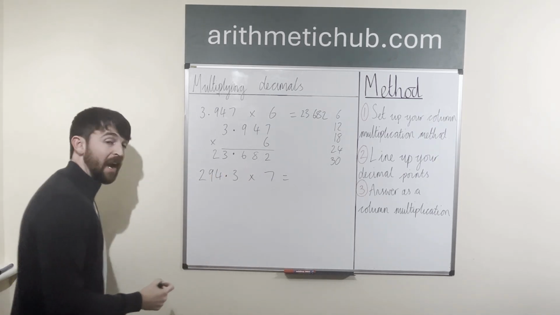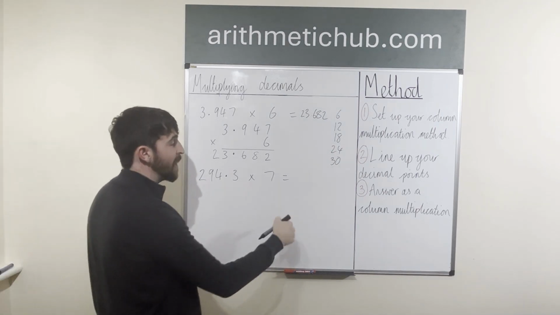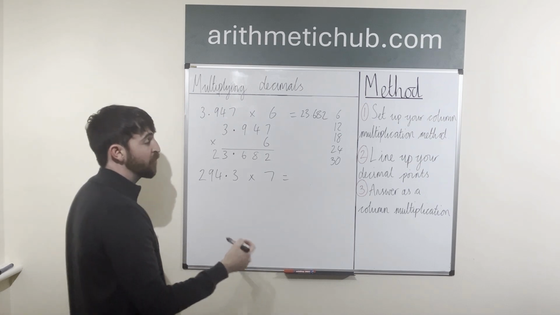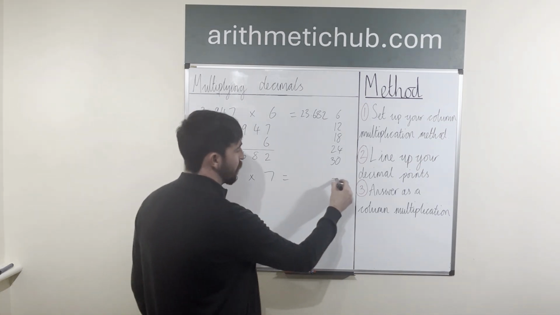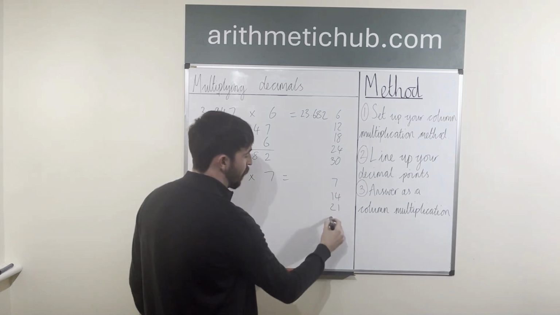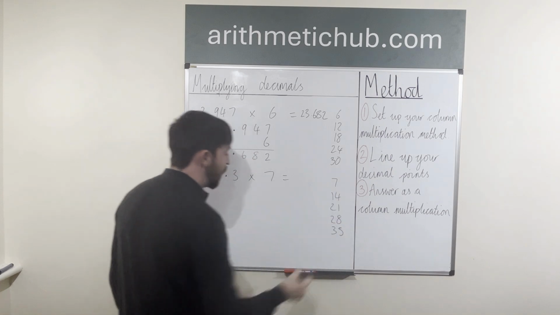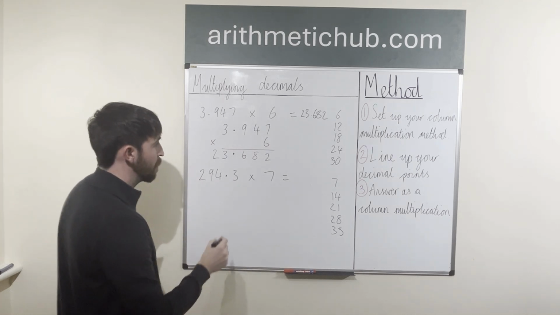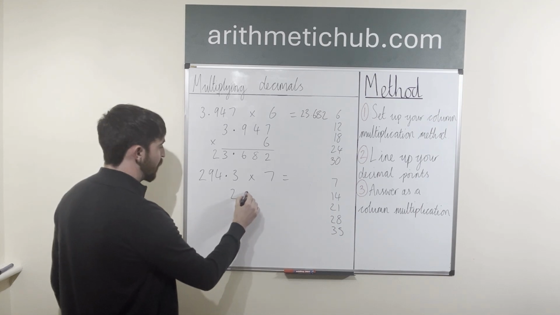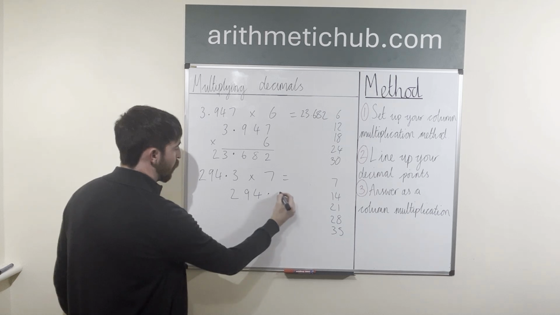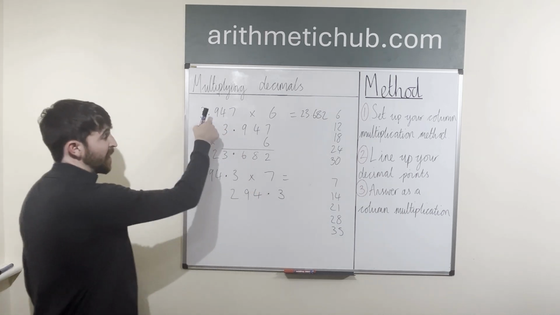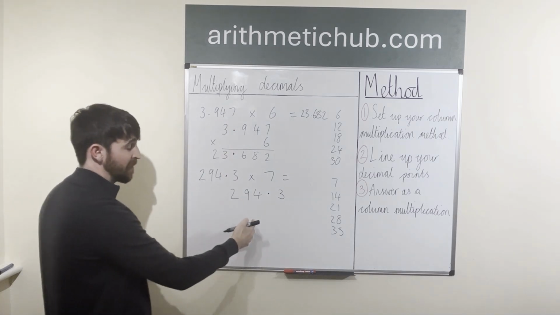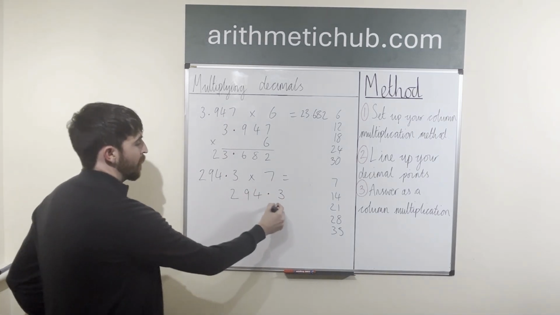294.3 multiplied by 7. Again, if you're not sure on these times tables, you're only writing down the 7s, not writing down your 3s, your 4s, your 9s and your 2s, just the multiples of the number that you're multiplying everything by. So 7, 14, 21, 28, 35, and so on. Okay, so set up your column multiplication method. 294.3. The only difference is the decimal point was in a slightly different place on this question. The previous one had 3 digits after the decimal point. This has 1 digit after the decimal point. Multiplying it by 7.